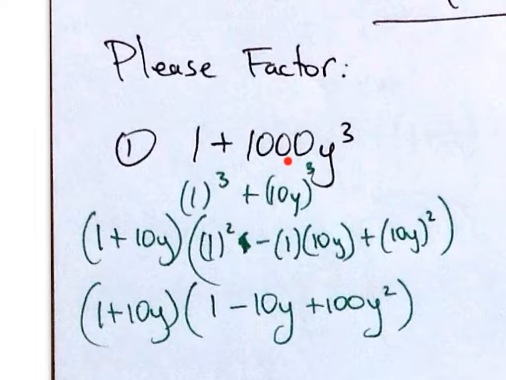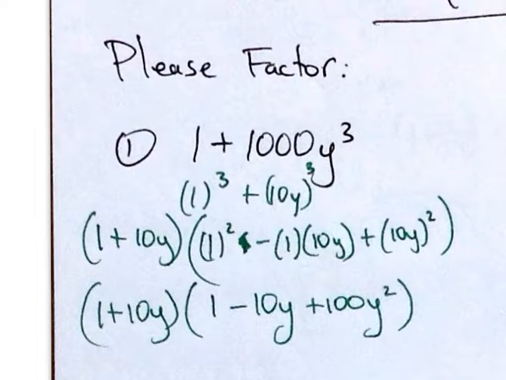1,000, we know it's 10 times 10 times 10, and then 1 is 1 times 1 times 1. So I always do this step, where I'm writing the thing as something to the third, plus or minus something to the third. And then we're just using that formula with the A's and B's on your notes part 2. So let's see what happened here. 1 plus 10y, yeah, we have 1 minus sign in the formula. 1 squared and then the 10y squared.